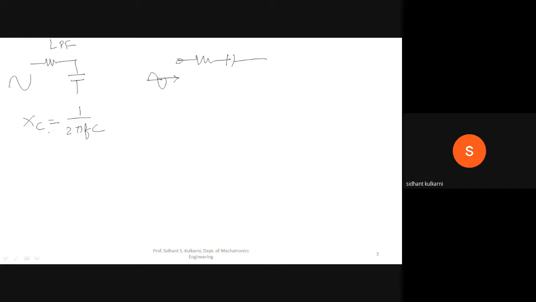So the XC formula remains the same. XC is equal to 1/2 pi FC. I will discuss only two cases. If F is equal to 0, XC is equal to infinite. If XC is equal to infinite, this circuit becomes equivalent to R in series with this open circuit. So you know that through the open circuit, current will be 0. So whatever may be the input sinusoidal voltage applied at the input will go forward to either the op-amp or FET or transistor, whatever it may be.